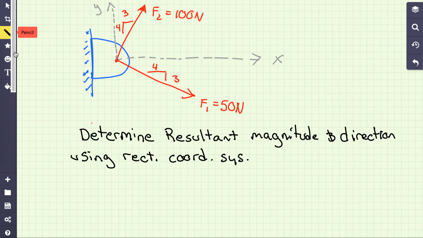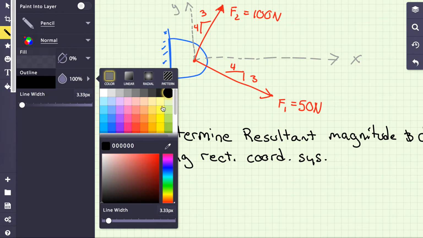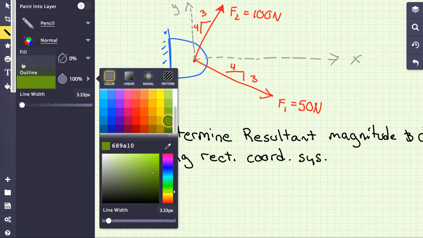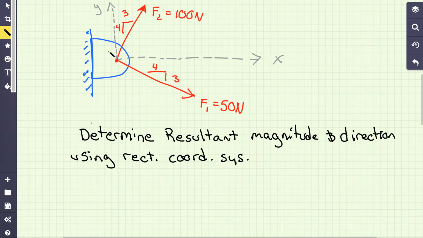Let's call this point O. So this point O is applying these two forces, maybe ropes or whatever it is. We don't know. At this point, we're just concerned with the resultant force of these two, and we're going to do that in rectangular coordinates.